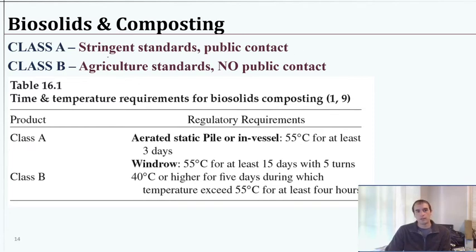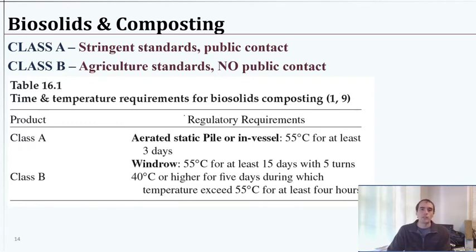Class B is not as high quality. They've not been held at as high of a temperature or for as long of a time. And these are for agriculture. And again, these would be the ones that are not appropriate for agriculture that is intended for human use. And these are also restricted to lands where no public contact occurs. So on private lands where there's no public access.